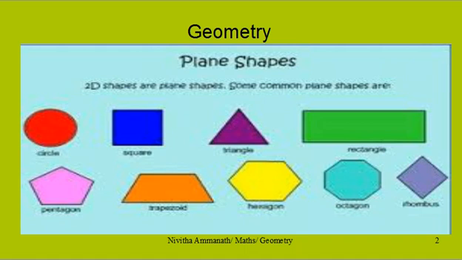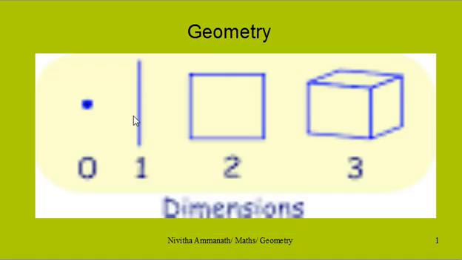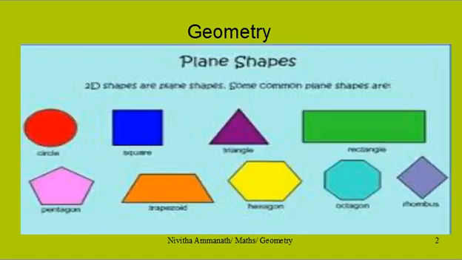Now we have seen that a line can be a straight line. It can be a curved line. Also, the line can be vertical, horizontal, or slanting. We can have a horizontal, vertical, or a slanting line.